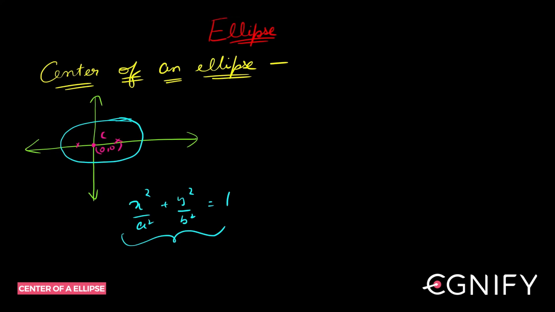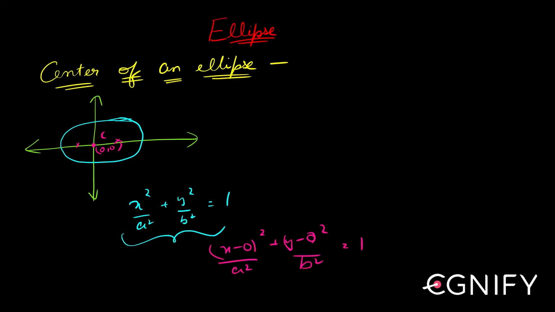So I can rewrite this equation as (x minus 0) whole square by a square plus (y minus 0) whole square by b square is equal to 1. This is the same thing that I did for the parabola, y square equal to 4ax. When I had the parabola, I wrote it as (y minus 0) whole square is equal to 4a into (x minus 0). Now remember, this 0 and the 0 represent your centers.